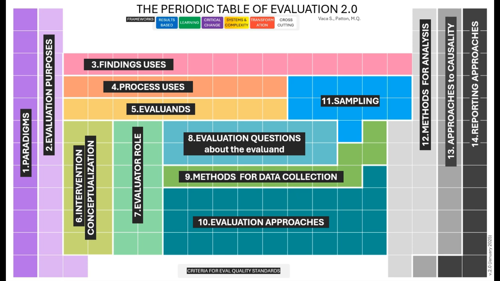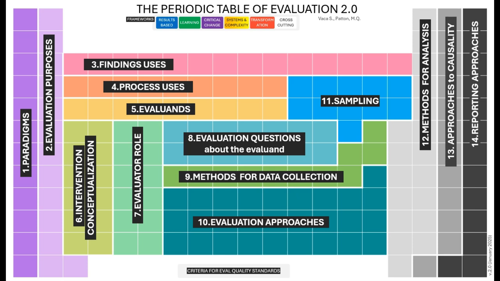The periodic table of evaluation 2.0 consists of 14 categories that are color-coded and made up of individual cells that specify details about each category. Beginning on the left, the first category is paradigms, followed by evaluation purposes, then findings uses, process uses, and evaluands. Number 6 is intervention conceptualization. Number 7 is evaluation roles.